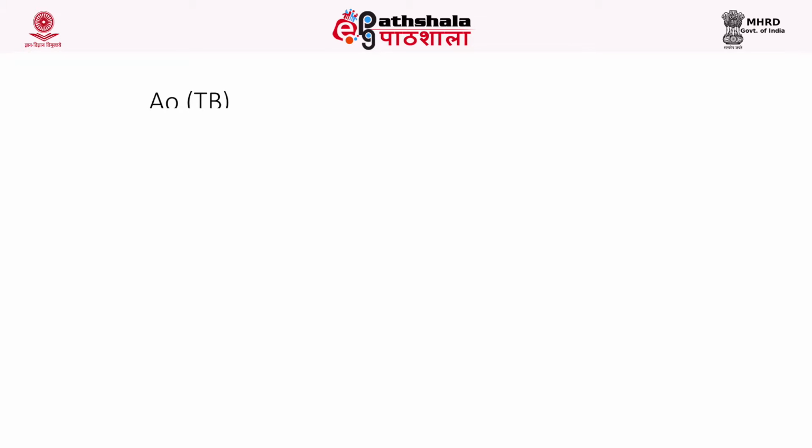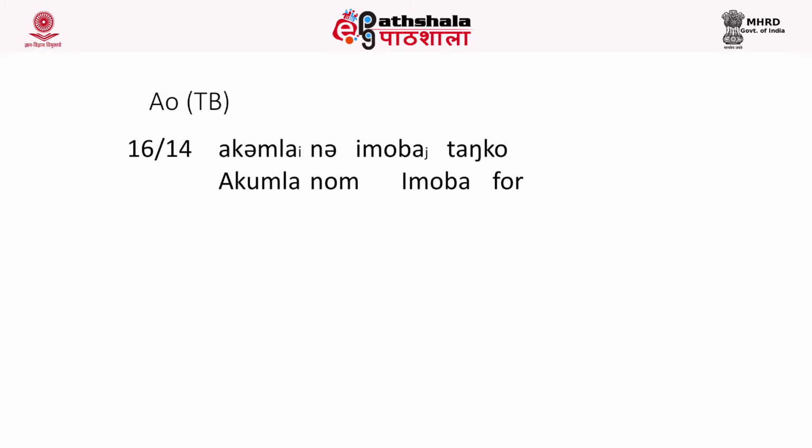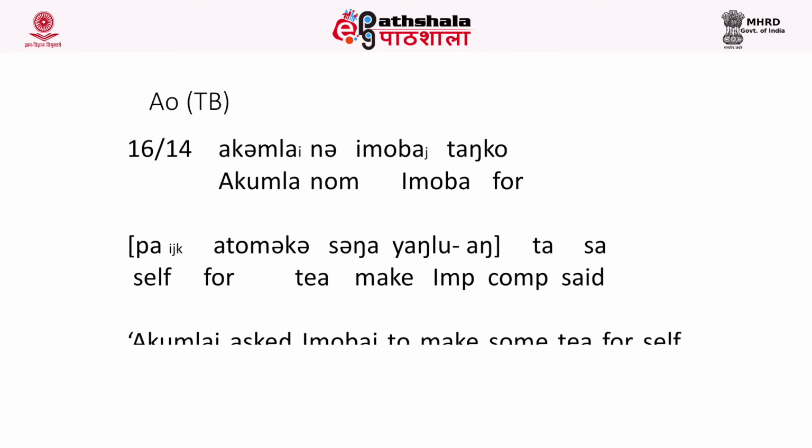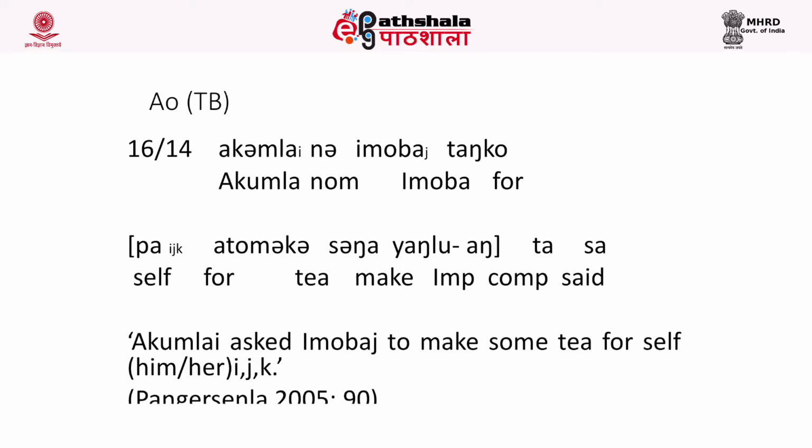Okay, in AO Mongsen, let's consider a sentence such as 16.14. Akamla na imoba tangko pa atamake sanga yanglu ang tasa. Akamla asked Imo to make some tea for self. This sentence is ambiguous. That is, pa atmaka may either refer to Akamla or it may refer to Imoba. So the sentence has two interpretations, just as it has in Hindi or Dakkini.